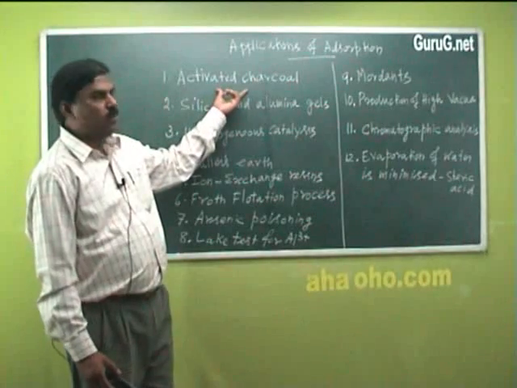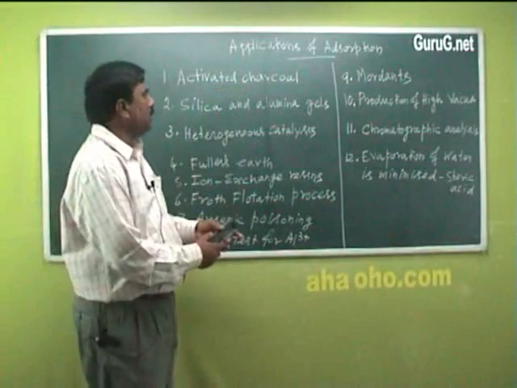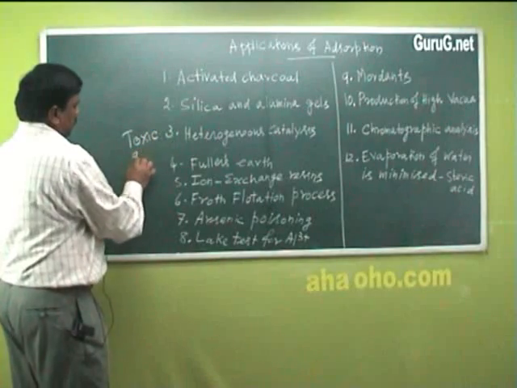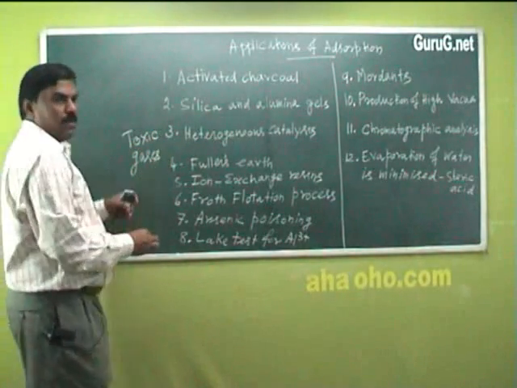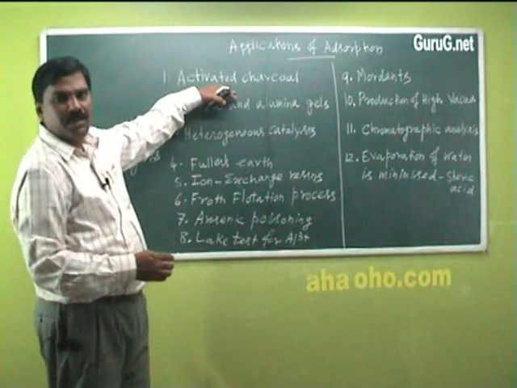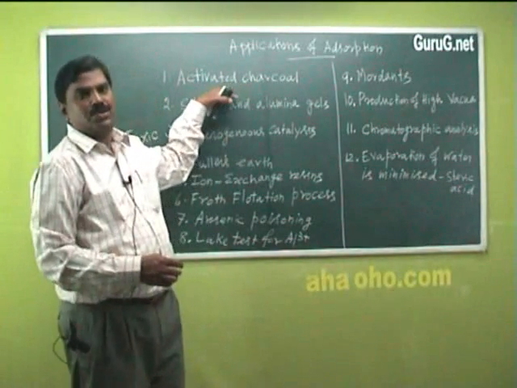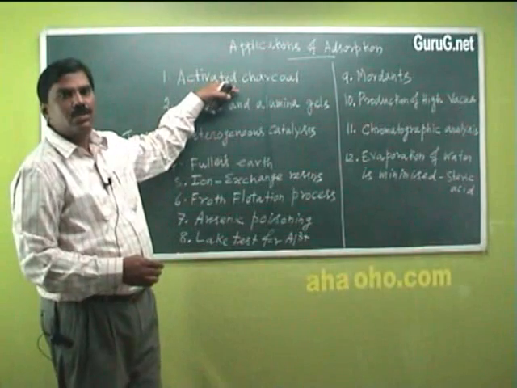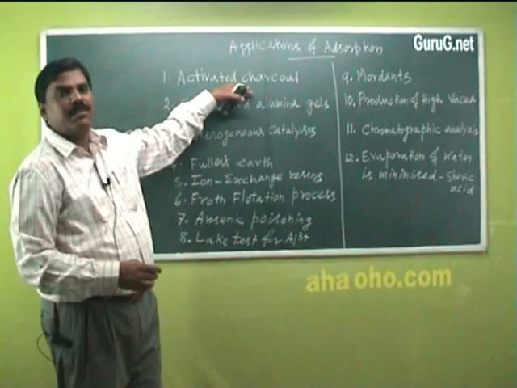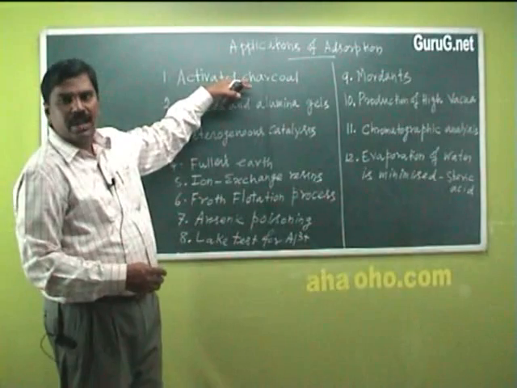First one, activated charcoal. Activated charcoal is used as an adsorbent for the removal of toxic gases, for the purification of gases, and also for the removal of coloring matters present in sugar solution. It is also used to remove the coloring matter present in the effluents coming out from the dyeing industries. So this is the application of activated charcoal.